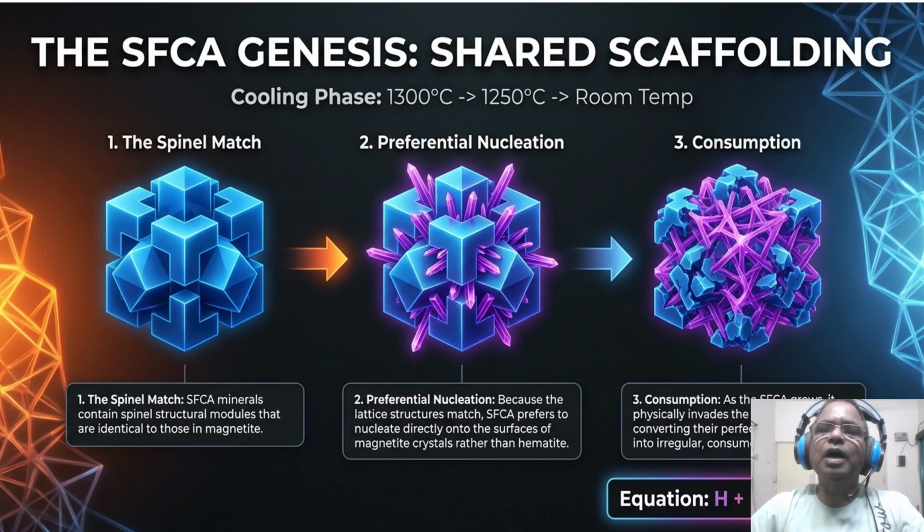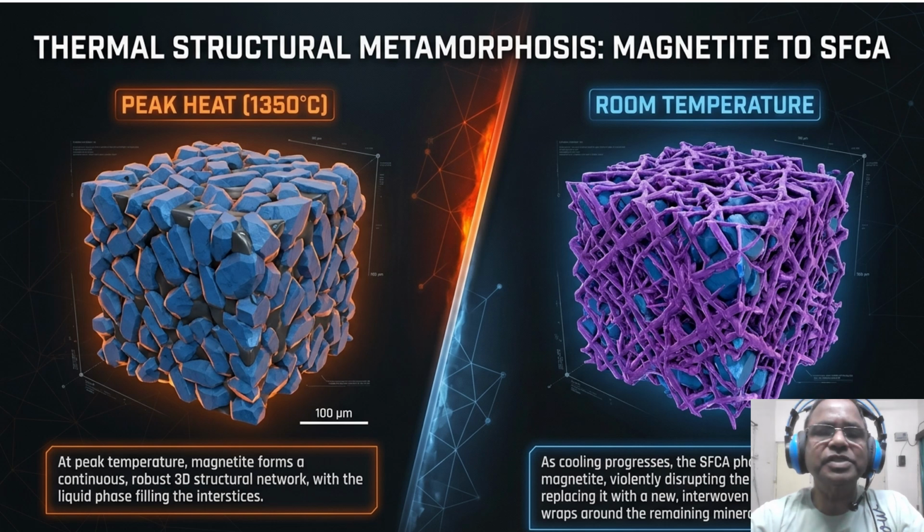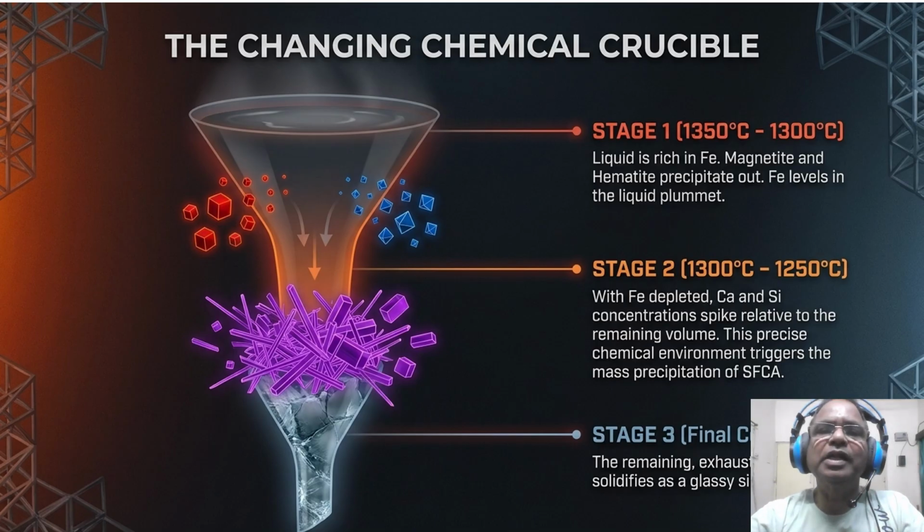Coming to our thermal structural metamorphosis, 3D reconstruction reveals the total structural metamorphosis. At peak heat, magnetite forms a continuous robust 3D network with the liquid phase filling the interstices. As cooling progresses, the SFCA phase grows inside the network, violently disrupting the magnetite and replacing it with an interwoven purple matrix.